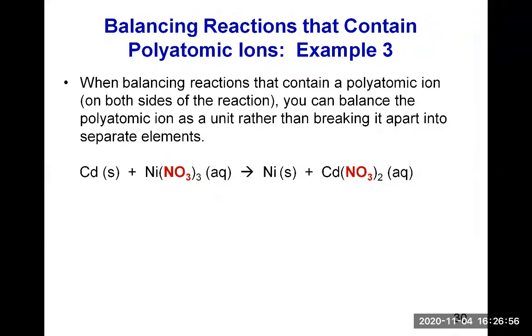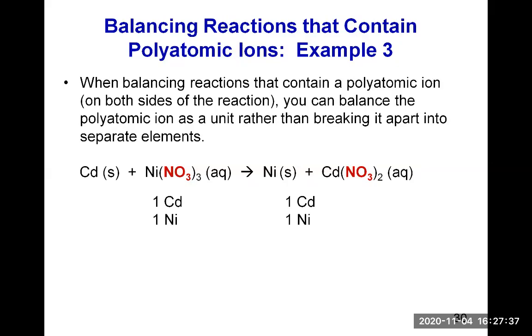For example, we have cadmium plus nickel nitrate in a solution, produce nickel, the solid metal, and the cadmium nitrate aqueous solution. So here we have nitrate, salts of nickel with nitrate or cadmium with nitrate. So when you are ready to count your atoms on both sides of the arrow, you count one cadmium on the right, one cadmium on the left, one nickel on the left, one nickel on the right.